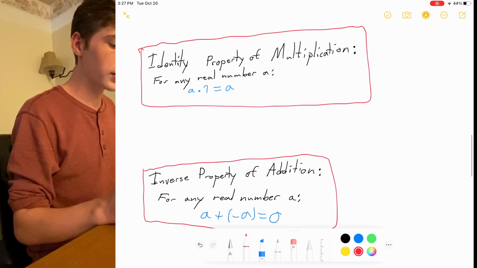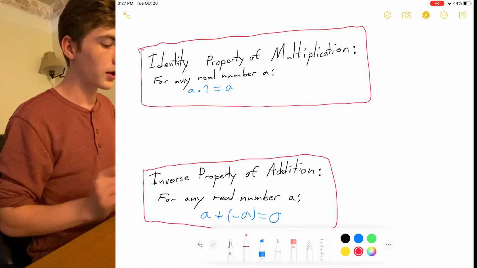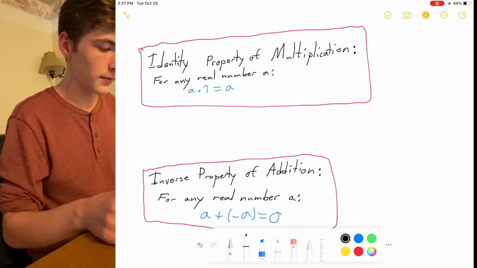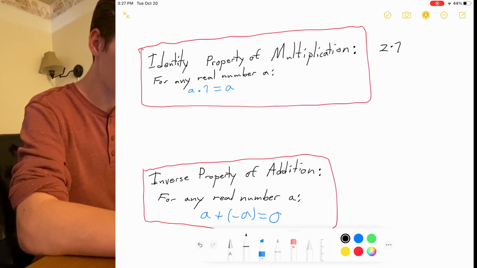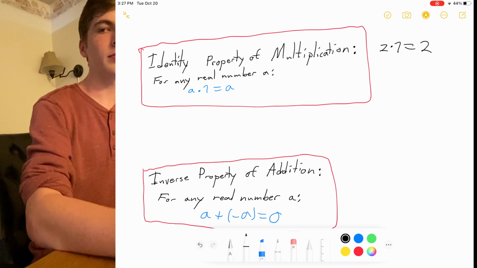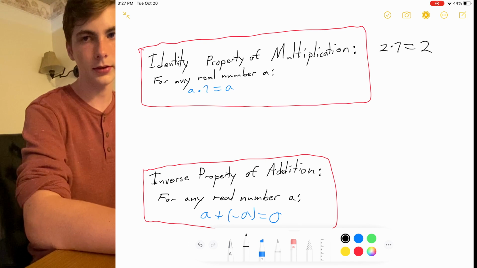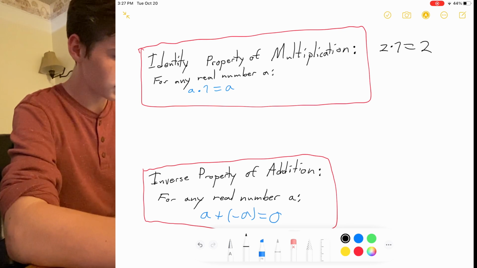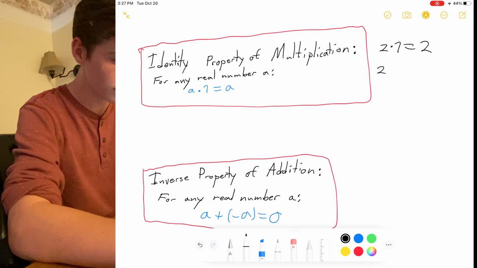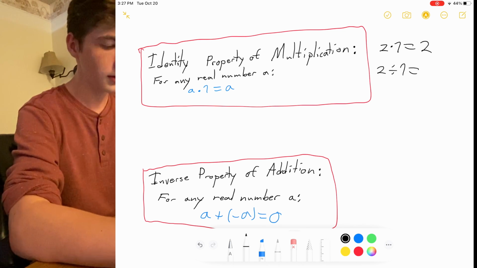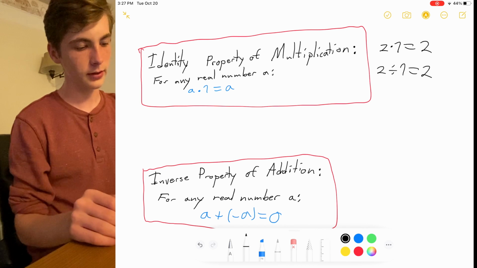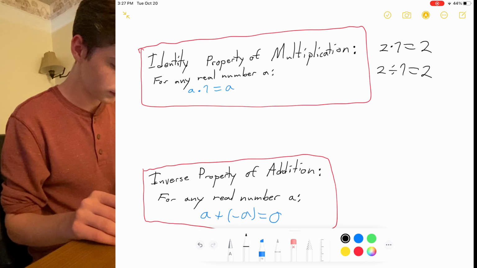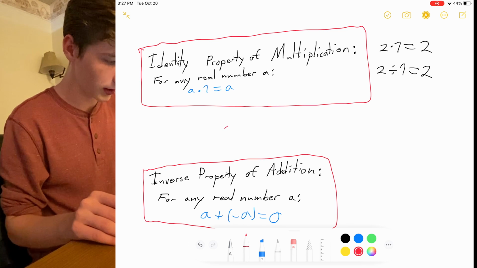And we have one for multiplication as well, but it's not 0. With multiplication, it's going to be 1, our magic number. So if I say 2 times 1, that's still going to be 2. Multiplying by 1 doesn't do anything, basically. And then division is the same way. 2 divided by 1. Again, every time you divide by 1, it's not doing anything at all. It's still 2.